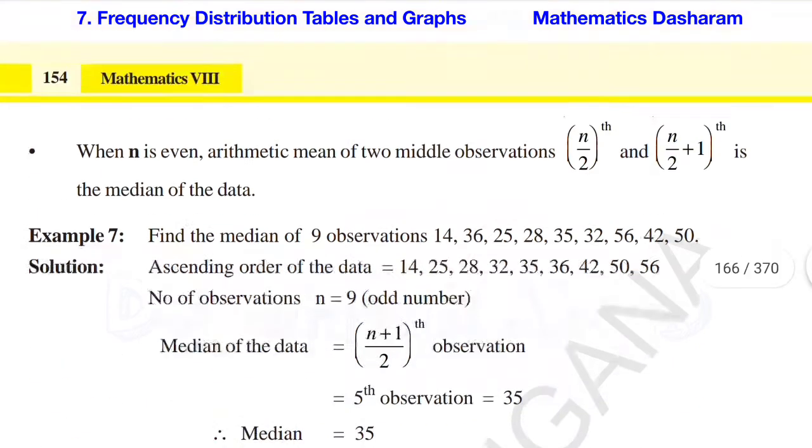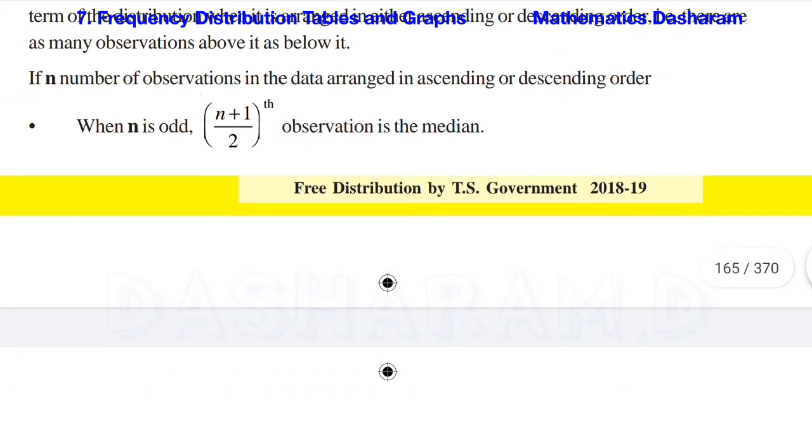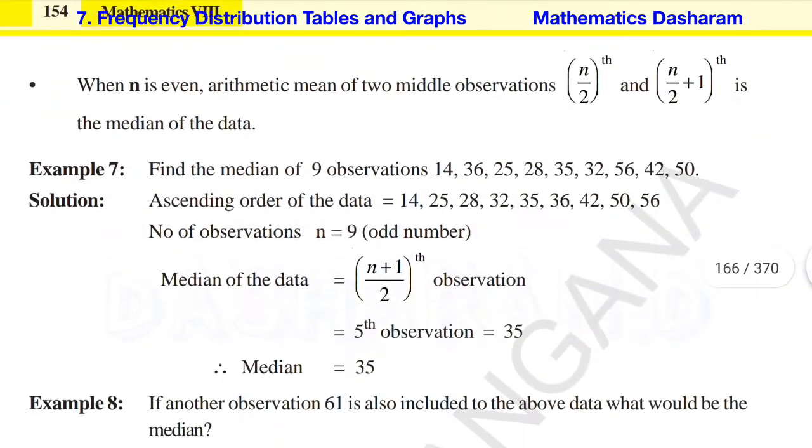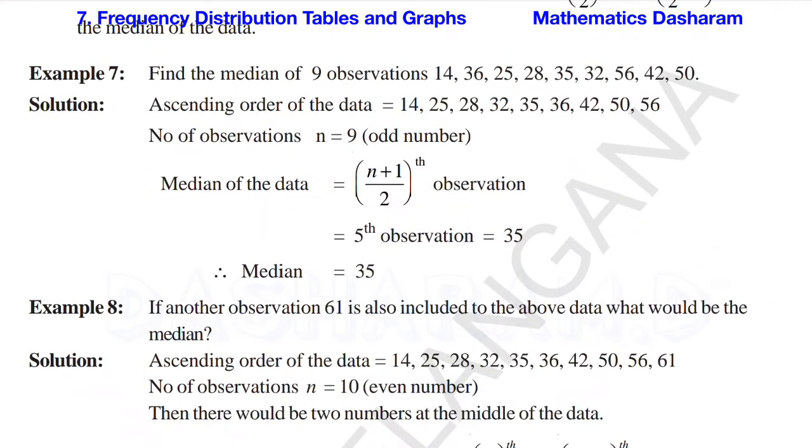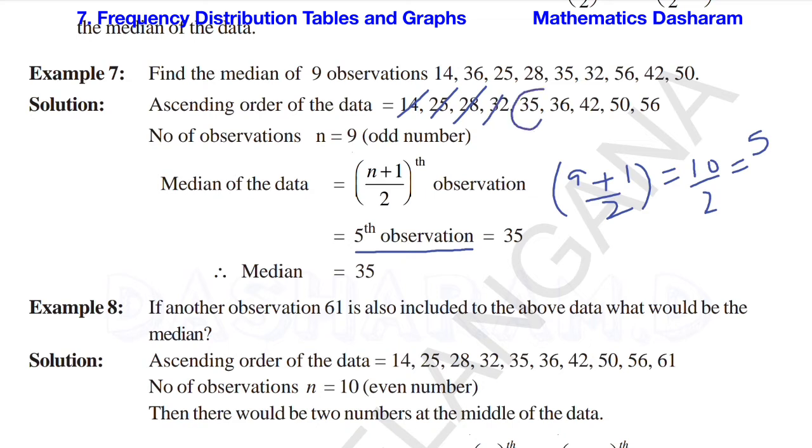So if n is an odd number, then the (n plus 1) by 2th observation is the median. What is that? 9 plus 1 divided by 2 equals 10 by 2, so it is equal to 5. So the fifth observation is the median. What is the fifth observation? 1, 2, 3, 4, 5. So the fifth observation is 35. Therefore the median is 35.